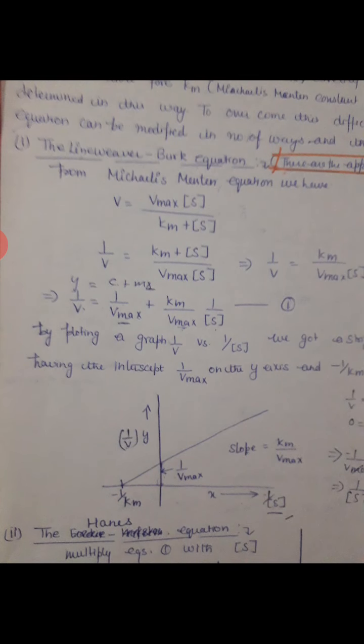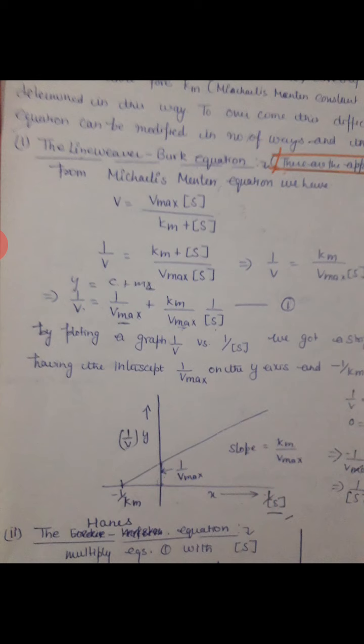We know that V is equal to Vmax times S over Km plus S through the Michaelis-Menten equation, so just by reversing it, taking the reciprocal, we get 1 by V is equal to Km plus the substrate concentration divided by Vmax times the concentration of S. Now when we separate this equation, we get 1 by V is equal to Km over Vmax times 1 by S plus 1 by Vmax.